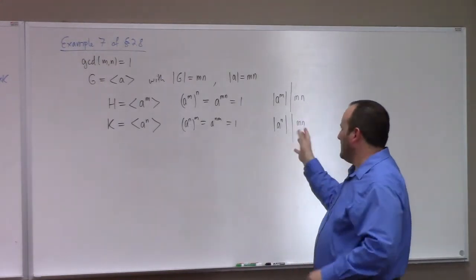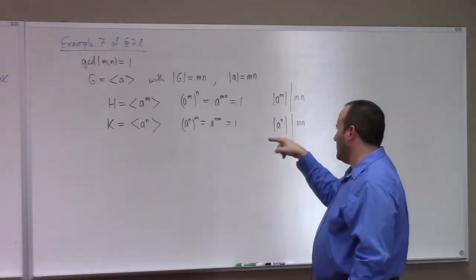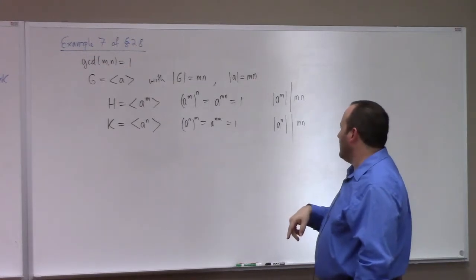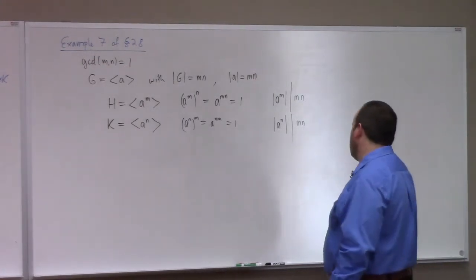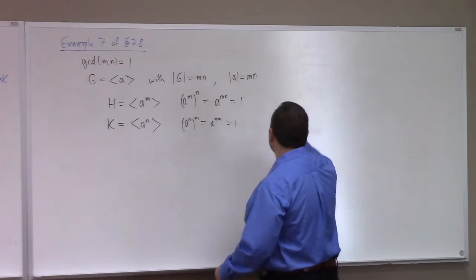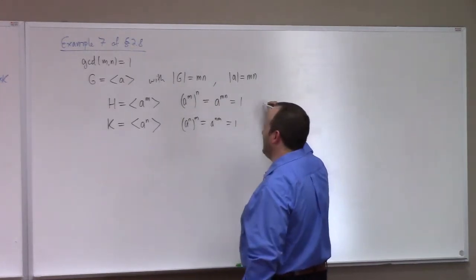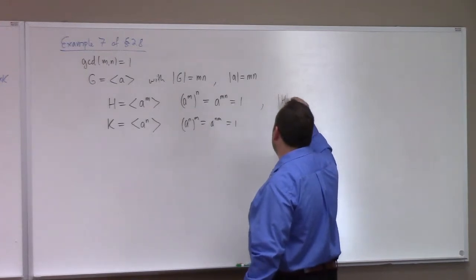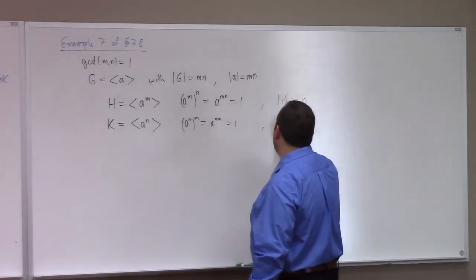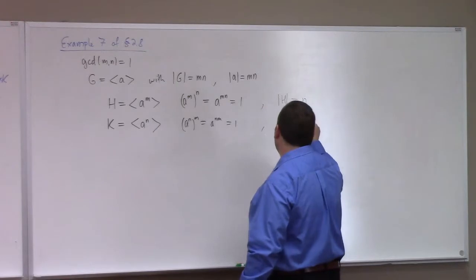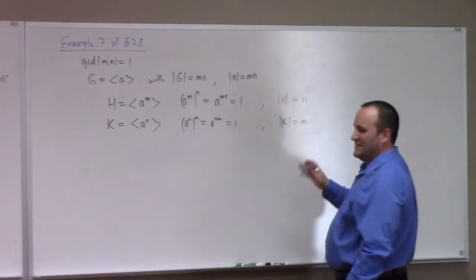So you can argue, because of the relative primeness, that the order of H is N, and there's a gap in my logic. I'm sorry, guys. It may not be a big gap. It's that time in the day. You know how I am. The order of H is going to be N. The order of K, rather, is going to be M. Admittedly, there's a gap there.